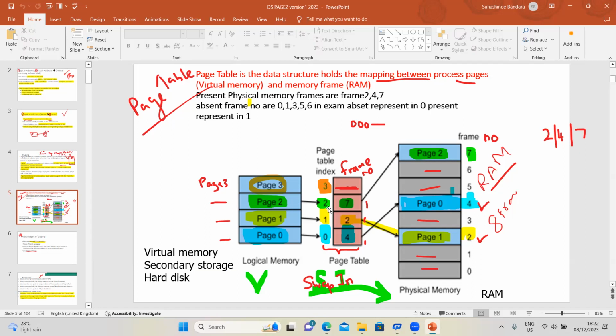So actually the page is not moving, only the paging file is moving. The paging file which was in the 0th page is moving to frame number 4. The paging file which was in page 1 is moving to frame number 2. The paging file which was in page 2 is moving to frame number 7. So those files are in the random access memory now, but only the file which was in page 3 is there in the virtual memory.